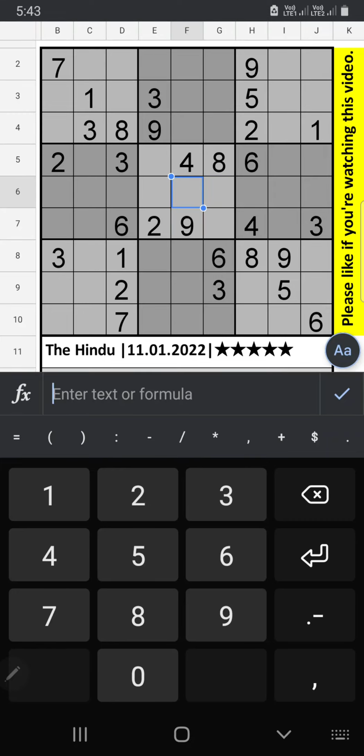Welcome to SkVm Sudoku. I'm going to solve the Hindu newspaper Sudoku puzzle on January 11th, 2022. 5-star Sudoku.